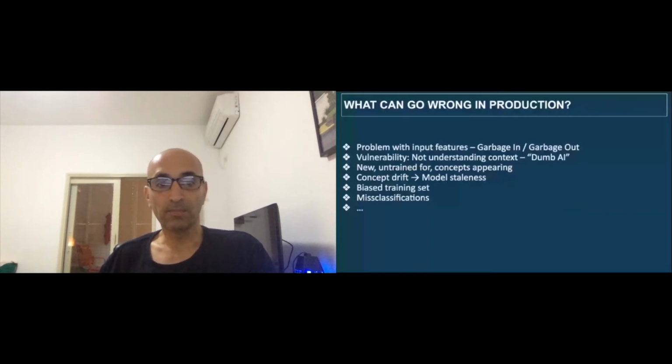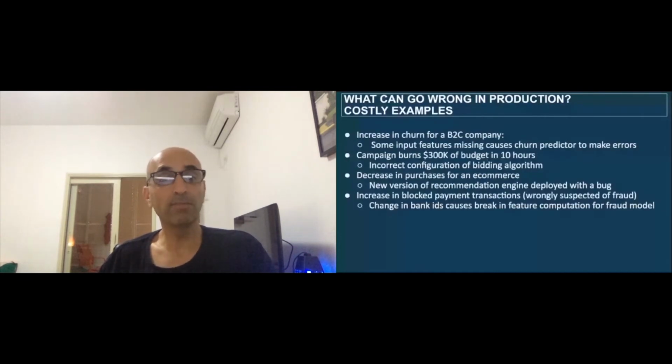Now, let me give you some concrete examples that cost companies that I know of a lot of money. For example, there was a company that had a churn analysis for a B2C business, and some input features went missing in the pipeline, and default values were put in instead. This caused that churn predictor to make a lot of errors, and the company was investing money in trying to keep customers that were not going to churn, while not investing in the customers that were about to churn. That cost them quite a significant amount of money. It increased their churn overall.